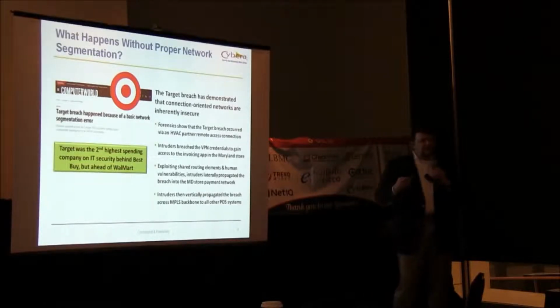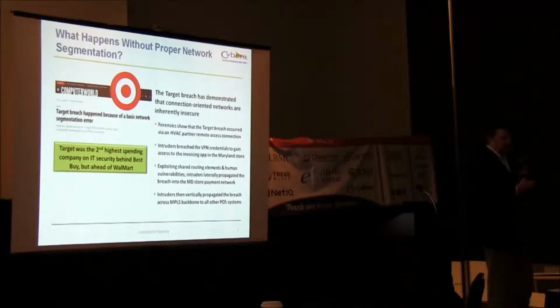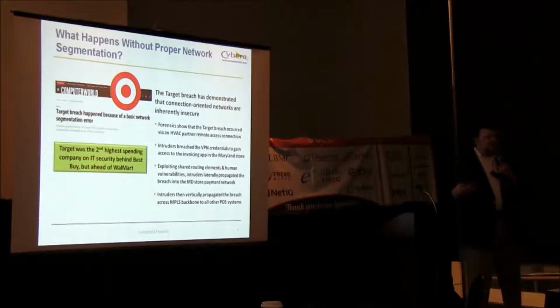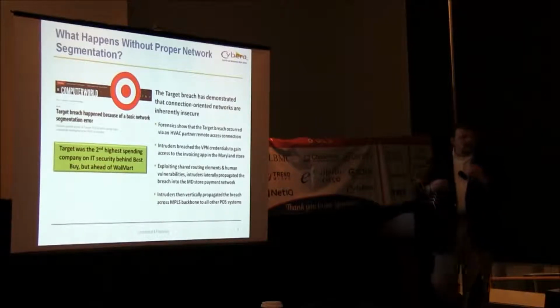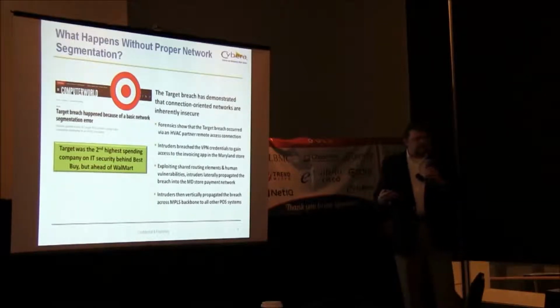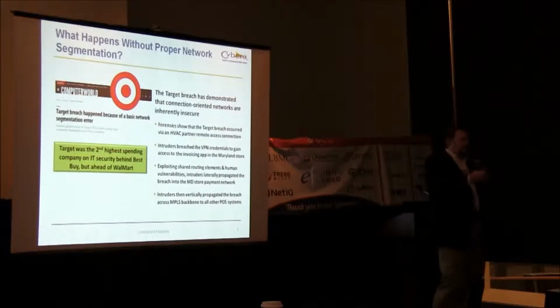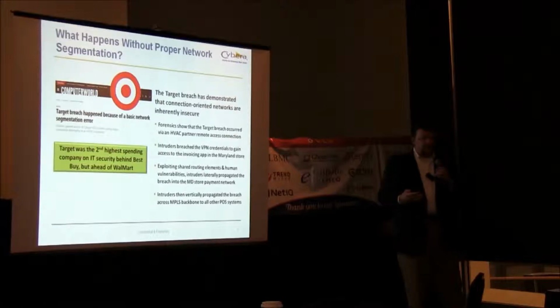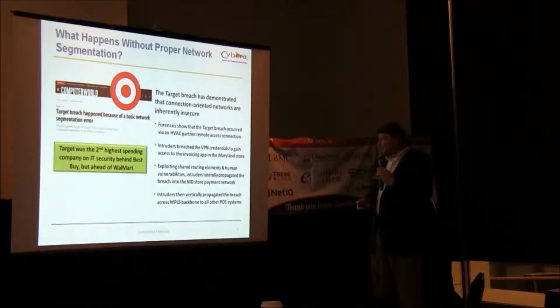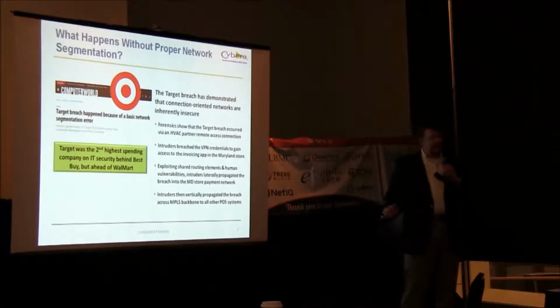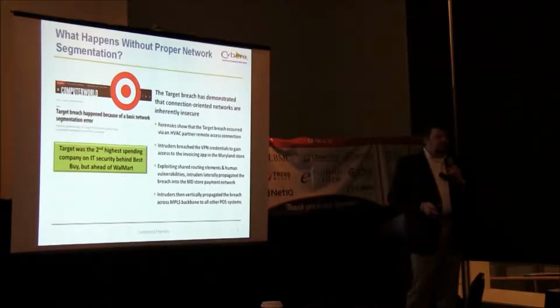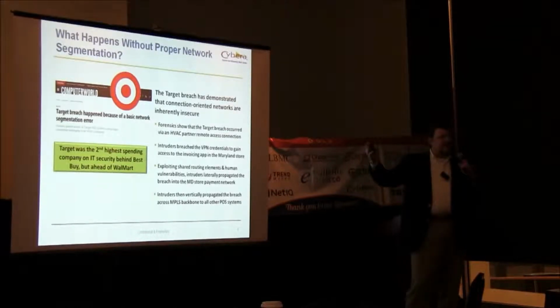The intruders placed the skimming malware onto the POS system, in an area where EMV wouldn't have even stopped it, because the data would not have been encrypted at that point. So they were able to skim off cards at the peak of the year, and then they propagated this to the majority of other POS systems in the Target network in a very short period of time. They vertically propagated across the MPLS backbone into other POS systems, which created a mass scale.